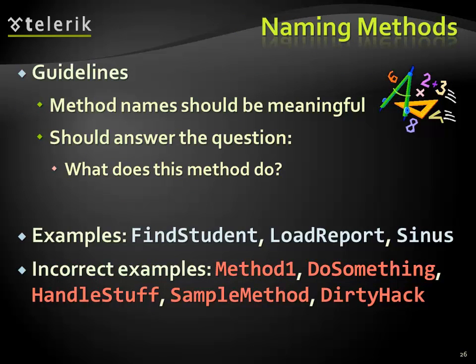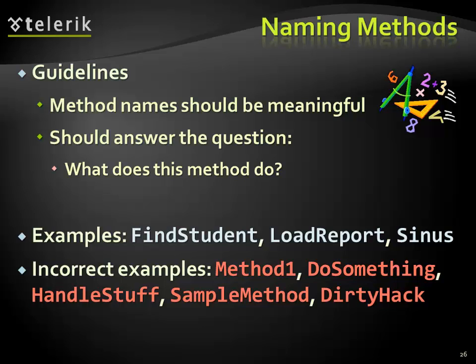Right, well, how about methods? What are the guidelines there? Well, as with everything else, method names should be meaningful, first of all, and they should answer the question, what does this method do? What is the action, what is the operation that this method is performing? Good examples for a method are FindStudent, LoadReport, Sinus.